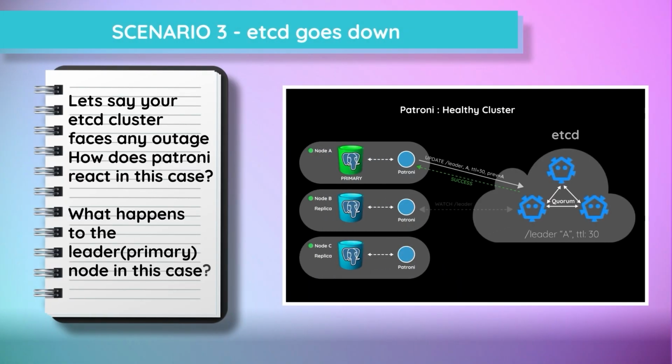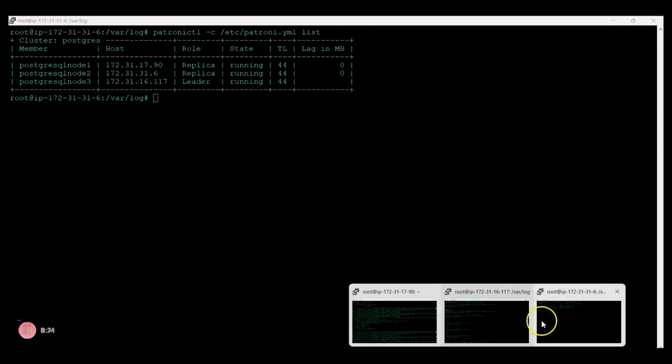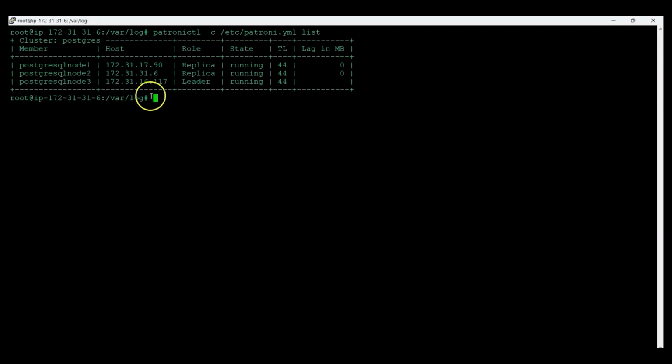In this scenario, we're going to see what happens when etcd goes down. Etcd is a critical component in Patroni. So let us simulate this scenario where etcd goes down. To begin with, let's see what the primary node is. As you can see, this is the leader or primary as of now.